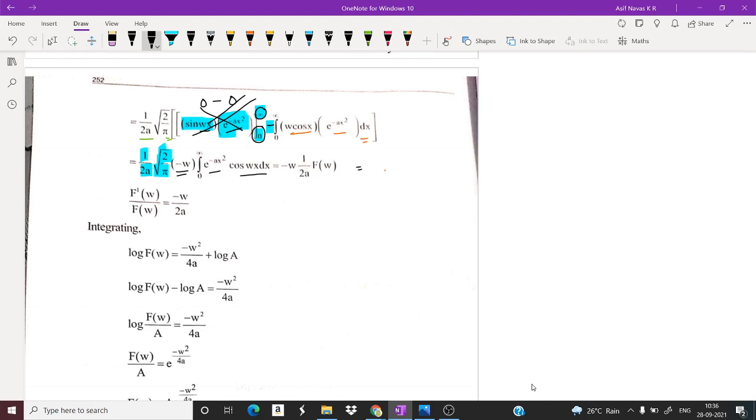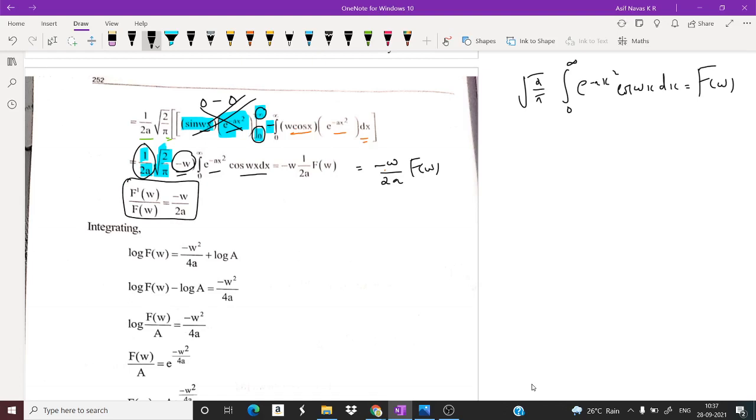this value is equal to, I am taking minus omega by 2a in root 2 by pi integral 0 to infinity e raised to minus x square cos omega x dx. This is actually equal to f of omega. So I can write this as f of omega.